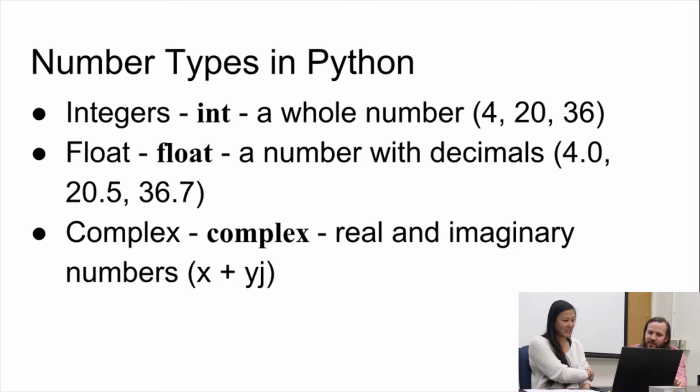Complex numbers are real and imaginary numbers, so we definitely don't need to get into that too much, but it's nice to know that Python handles those. These are numbers that mathematically won't work, but if you pretend they work, you can still do math with them. In this example of x plus yj, x is the real number part, and y is the imaginary number part.